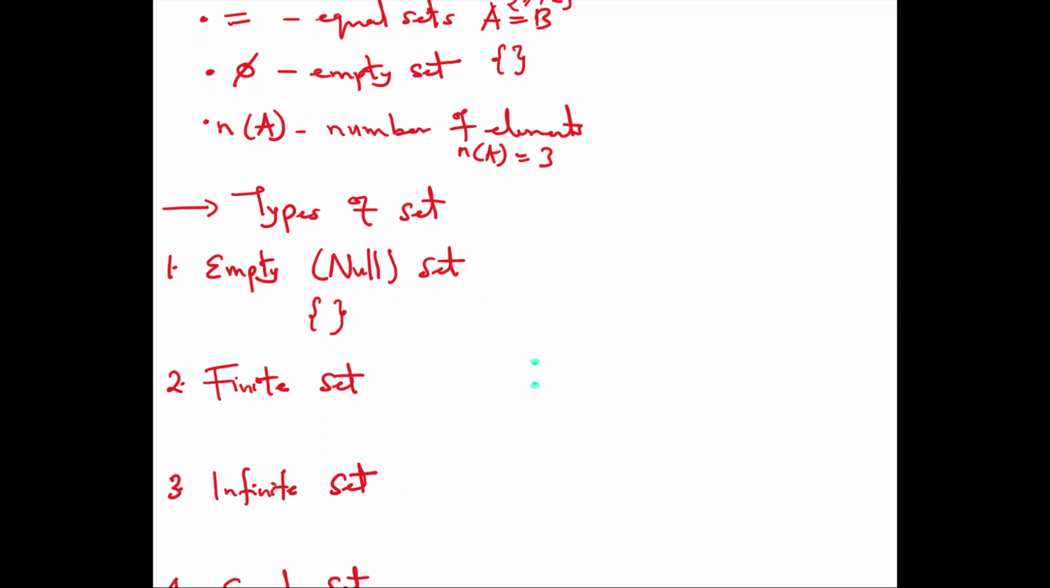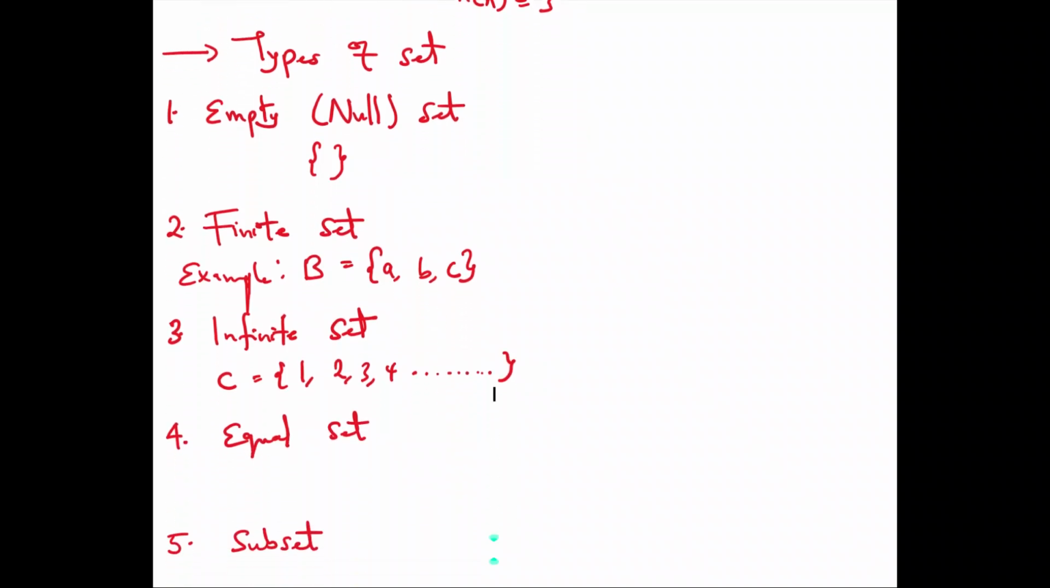Another type of set is the finite set. A finite set is a set with a limited number of elements. For example, B equals {a, b, c}; it stops at a particular number of elements. An infinite set is the opposite: a set with endless elements. For example, C equals {1, 2, 3, 4, ...} and it just keeps going and doesn't stop.